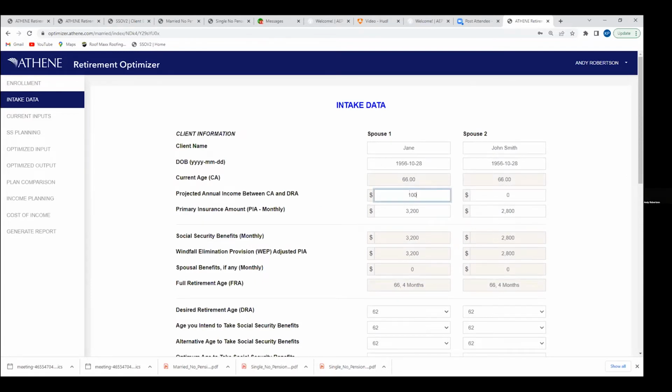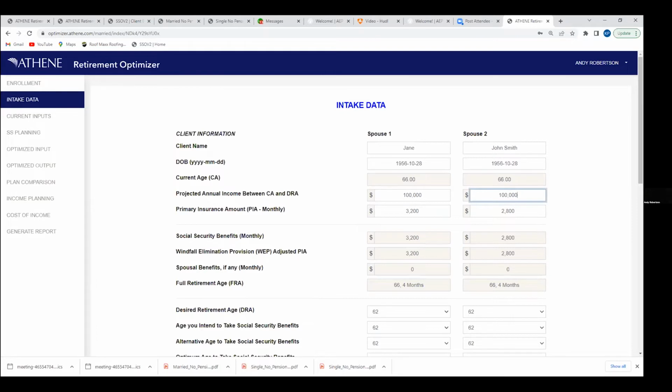Now, one thing, if they are currently working, you can enter their income in here. It'll only have an impact if there's a disparity in age, which there isn't here. So I'm going to leave that alone for now, but you can put that in there. It cannot hurt you to put projected income between CA, which is current age, and DRA, which is desired retirement age, down here. Can only help your analysis, can't hurt you.